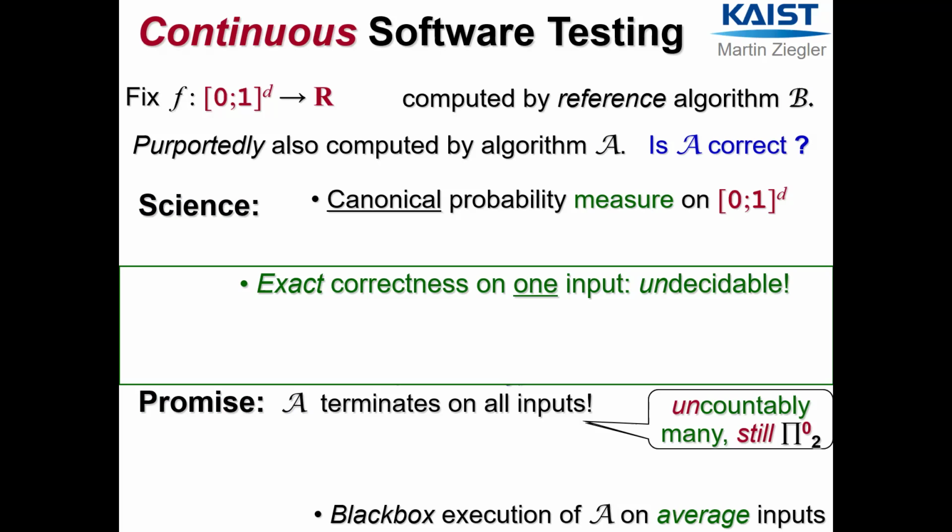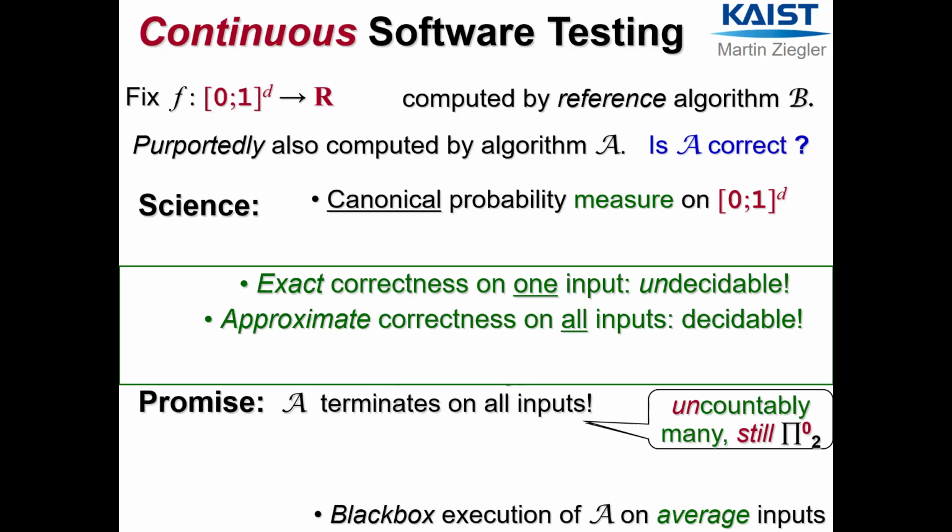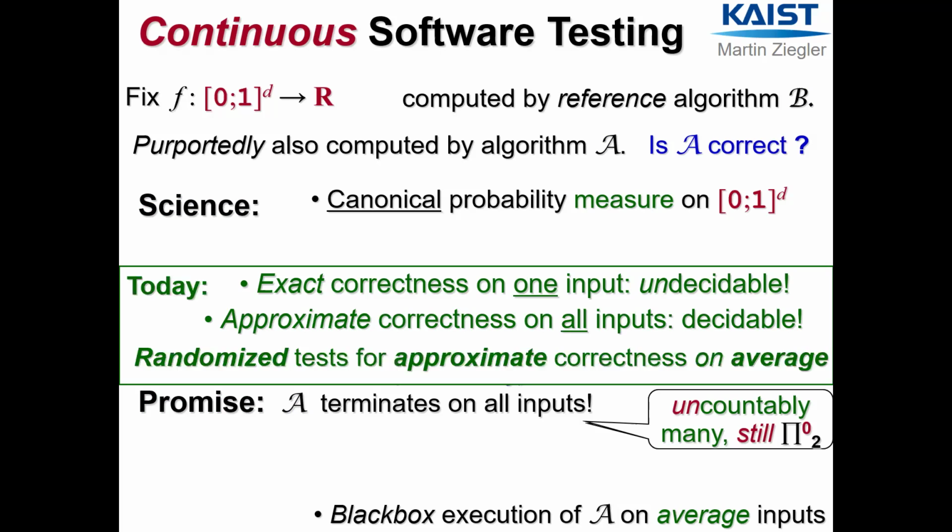Exact correctness on all inputs, of course, is even more difficult, but approximate correctness, remember, approximate makes no sense to state in the discrete setting, becomes decidable, interestingly. And what I really want to talk about today is randomized tests for approximate correctness on average, harnessing that here approximation makes sense and average makes sense because we have this Lebesgue probability measure. So that's the goal of this talk.